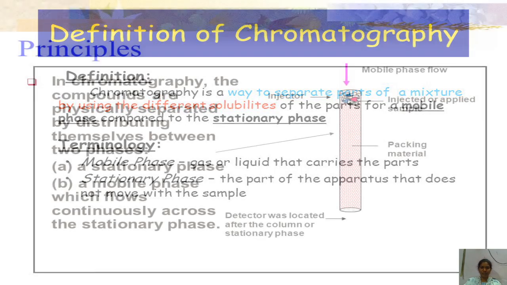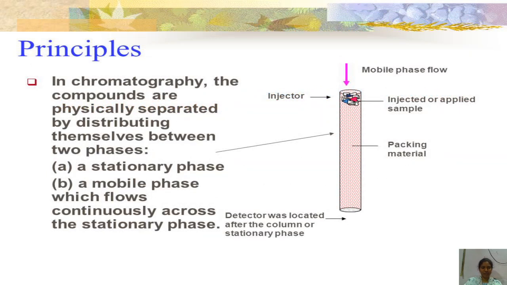If we next move on to the principle, what is the principle involved in chromatography? In chromatography the compounds are physically separated by distributing themselves between two phases, the stationary phase and the mobile phase, which flows continuously across the stationary phase. See here, this is the sample that we have injected onto the stationary phase. This packing material acts as a stationary phase, and this is a sample. Here you can see a number of components, maybe pink, blue and white color. These are the components present in the mixture. Now we want to separate these components into individual components.